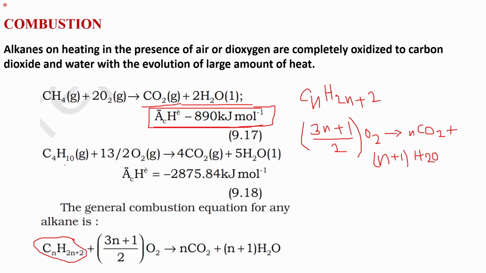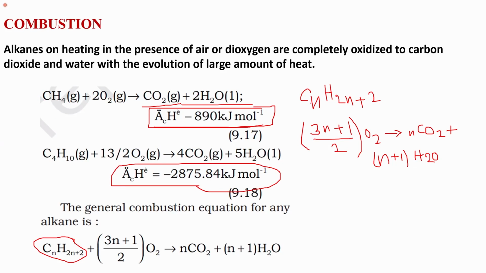And C4H10 plus 13 by 2 O2 gives 4 CO2. You can see the amount of heat generated as you go up the chain.